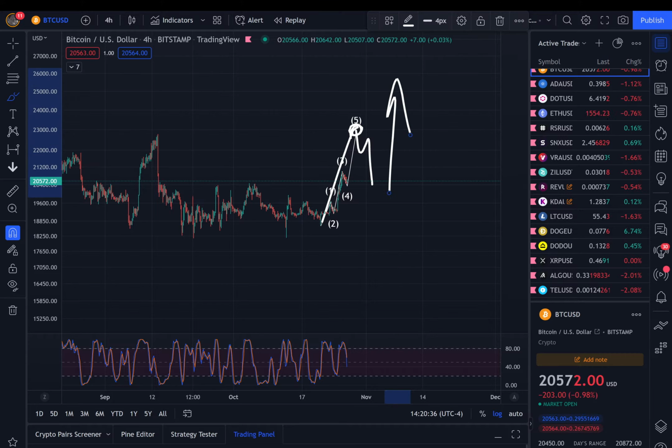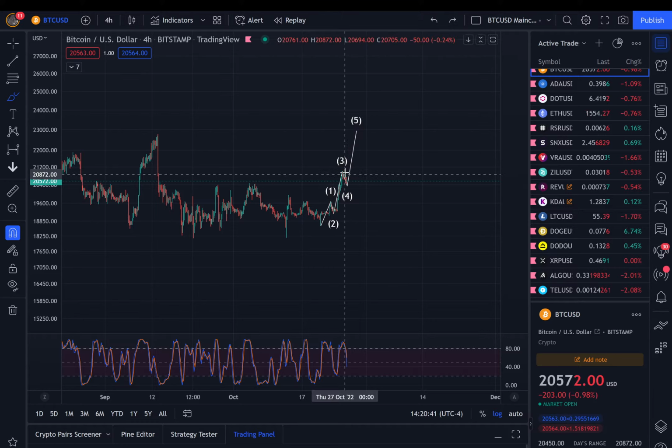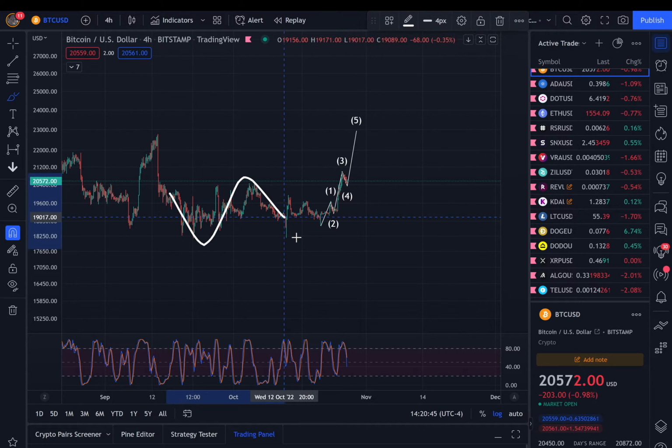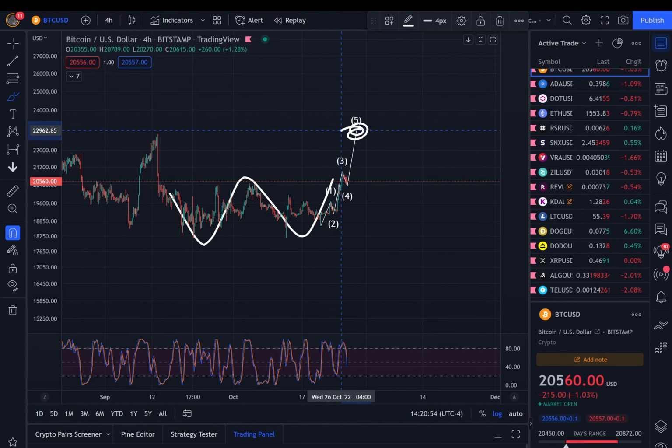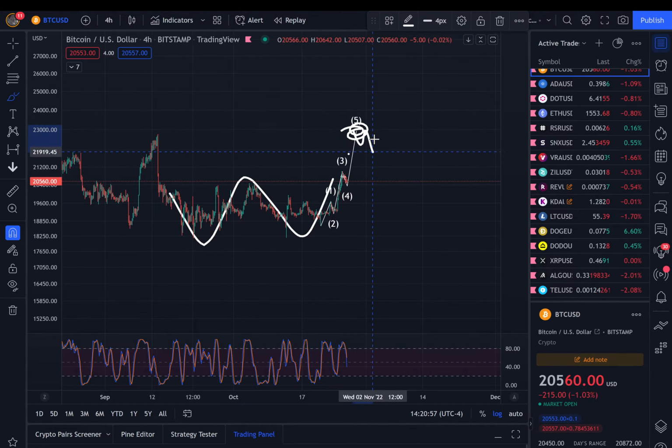Now, the other thing that's on the table is that this is intra-wave, okay? Even though there's a target here, right? A technical target of 23K of this W pattern, that doesn't necessarily mean that we have to stop here. This can be an intra-wave retracement, and we can very well continue on and on and on for wave 5. It could be a lot more extended than that. So just keep that in mind.